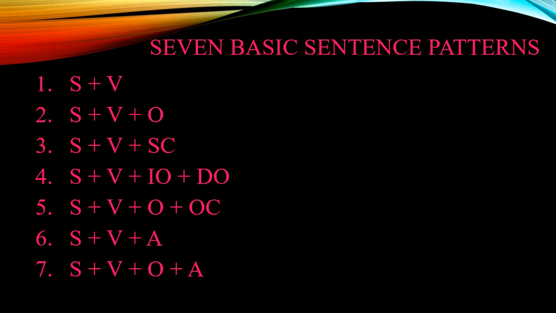The next pattern is S plus V plus O plus OC. That is subject plus verb plus object complement. For example, we can say they elected him president. Now they is the subject, they is the pronoun which is the subject. Then you have the verb elected. Him is the object and president is the object complement.